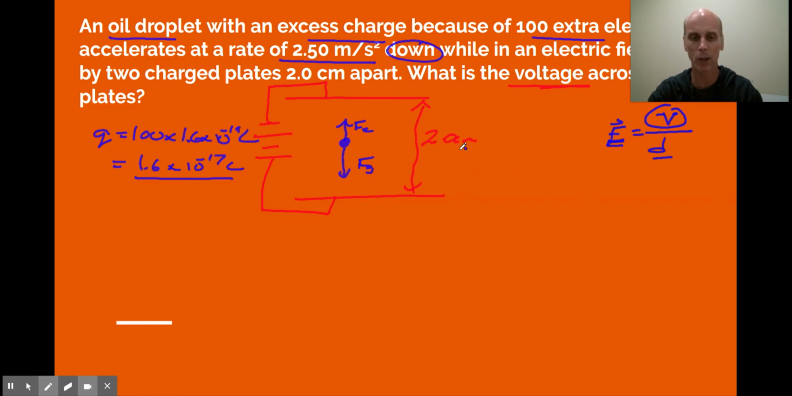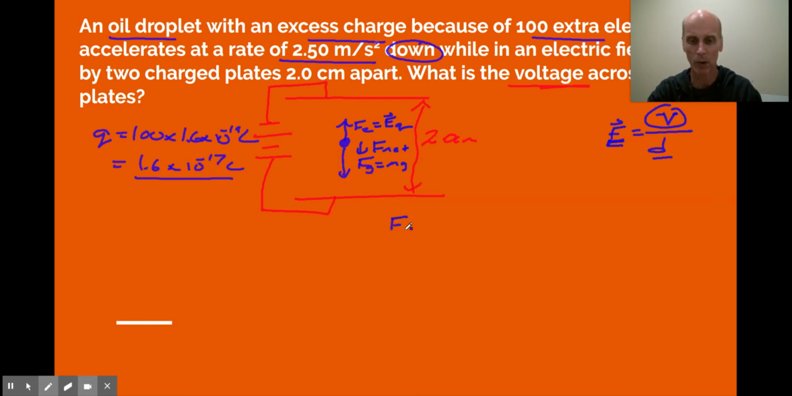Remember, the electric field causes the electric force. It's the electric field times the charge, and the force of gravity is m times g. And in this case, we do have a net force. We do have an extra force down. So here's what I'm going to do, and I think it works.